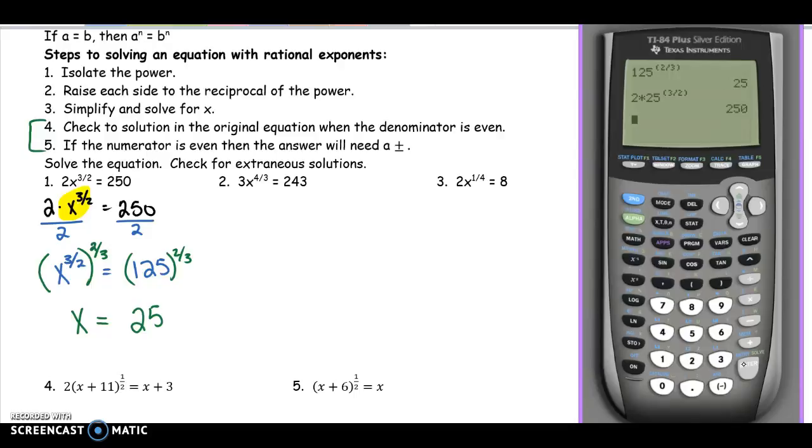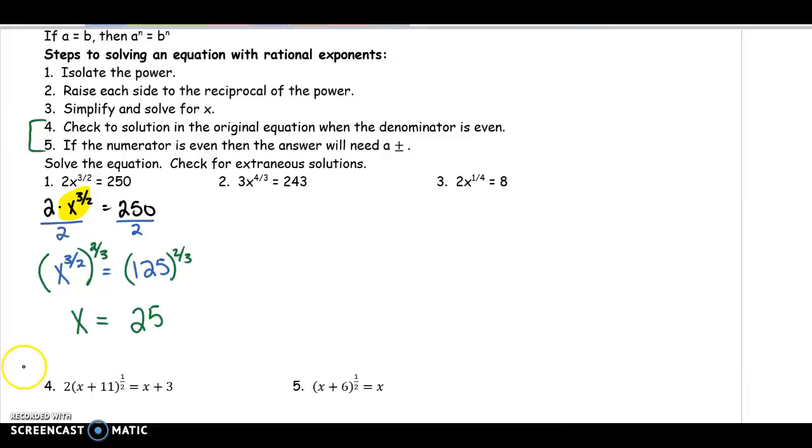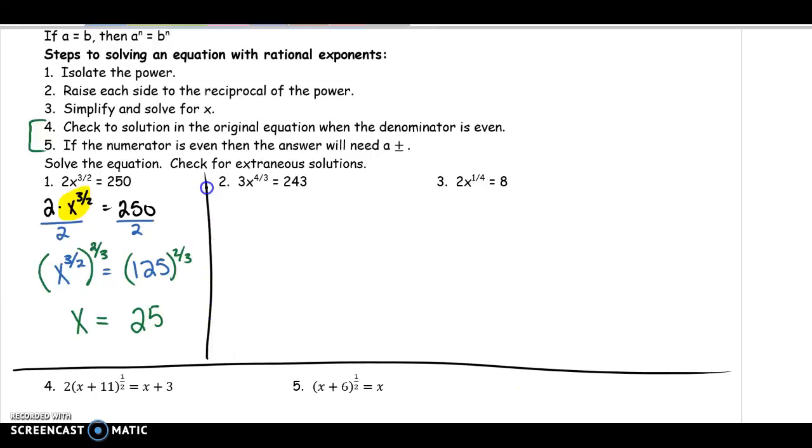Step 5. If the numerator in your original fractional exponent is even, then your answer will need a plus minus. We'll talk about that in example 2 because that actually happens in example 2. All right, example 2. What should we do first in example 2? Divide by 3. So we get x to the 4 thirds equals 243 divided by 3 is 81. To undo a fractional exponent of 4 thirds, we raise both sides to the reciprocal 3/4.